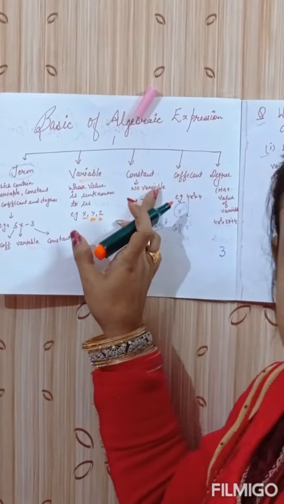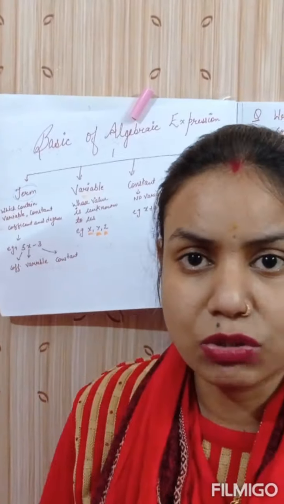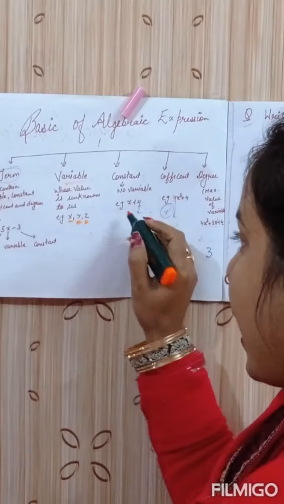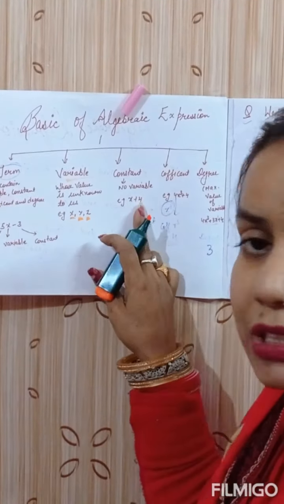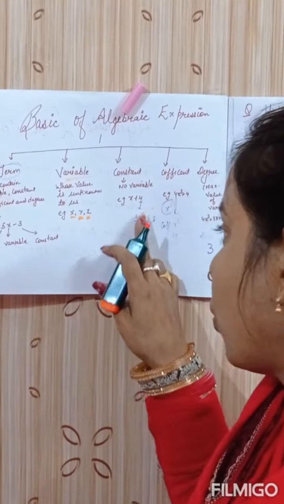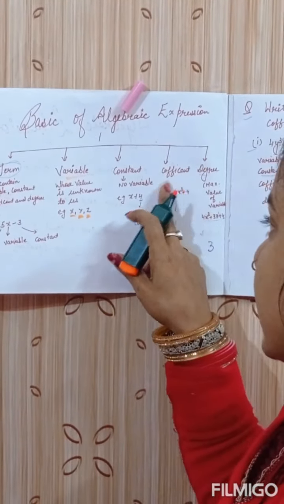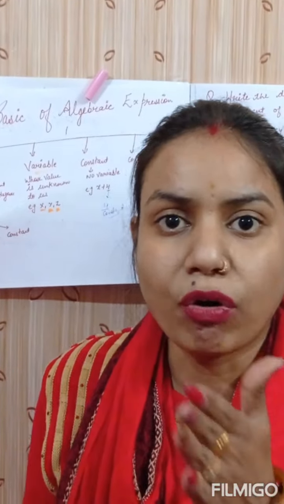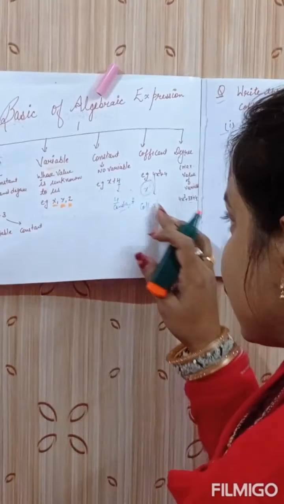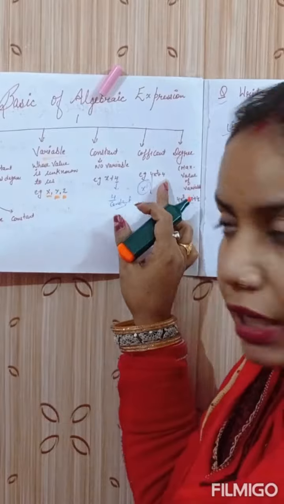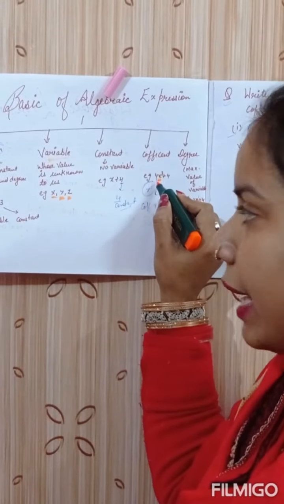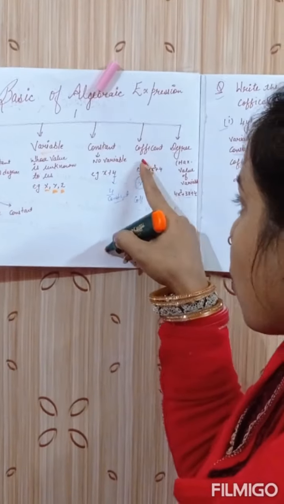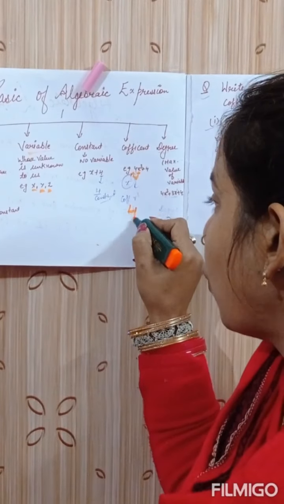The next term is a constant. A constant is a term which contains no variables. For example, x plus 4: here the 4 has no variable, so only 4 is a constant. The next one is the coefficient. A coefficient is an integral value before any variable. For example, 4x cube plus 4. Here the variable is x cube, and before x cube the value is 4. So the coefficient of x cube is 4.